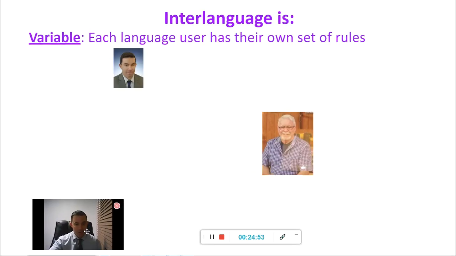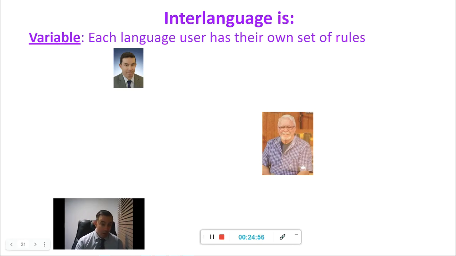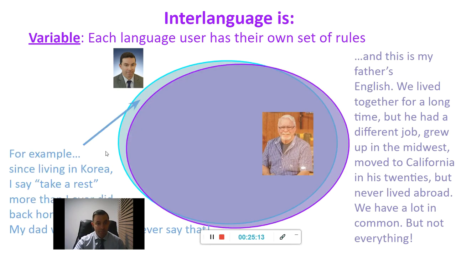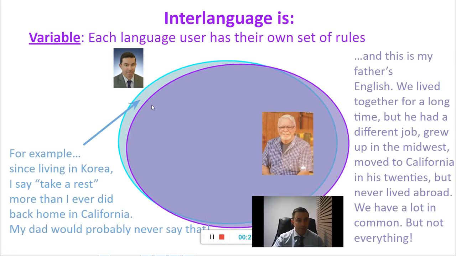So interlanguage is variable. What are you looking at right now? Well, hopefully you recognize the guy on the left as yours truly, and the man on the right is my father. So we could think of it this way. This is my English on the left. Since living in Korea, I say take a rest a lot more than I used to back home in California. My dad would probably never say that.